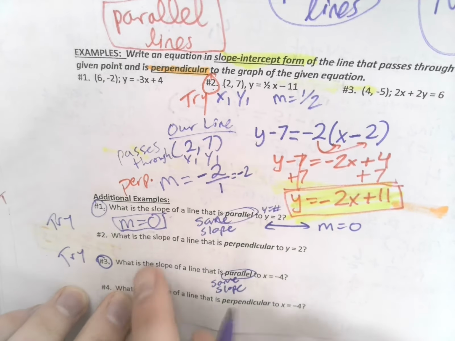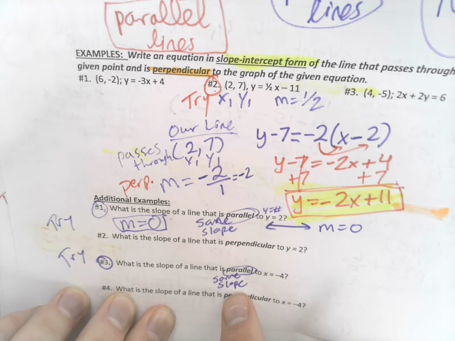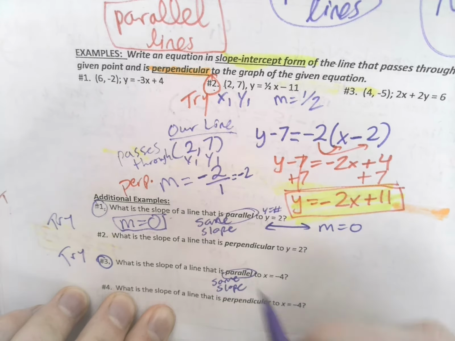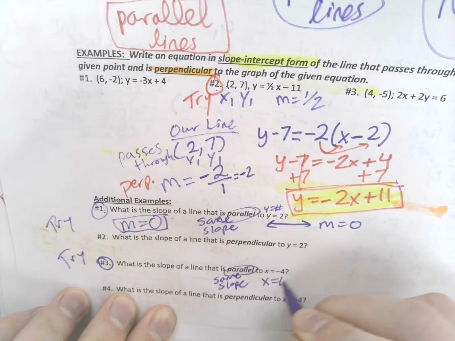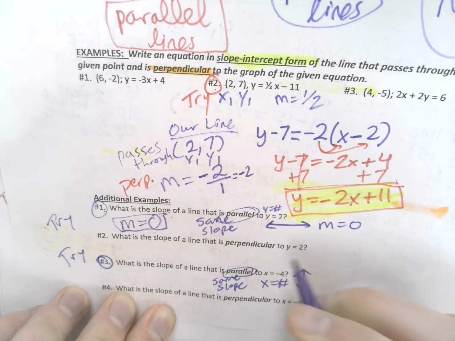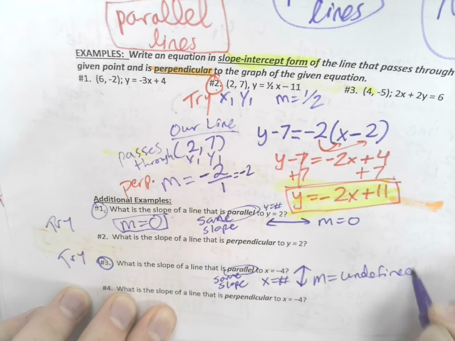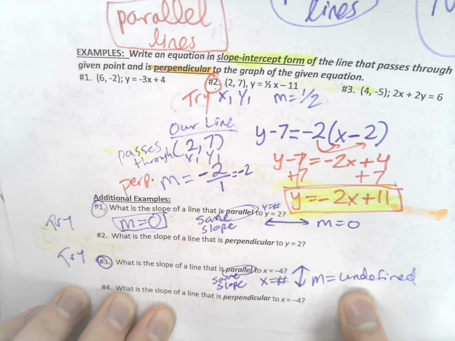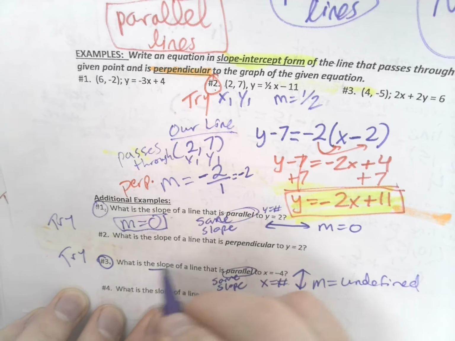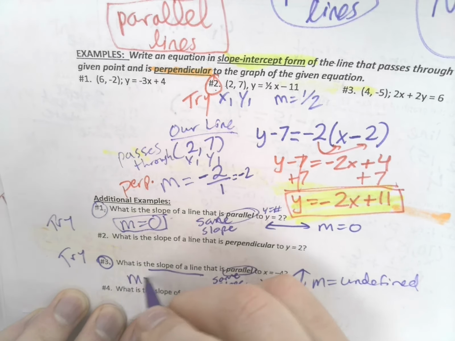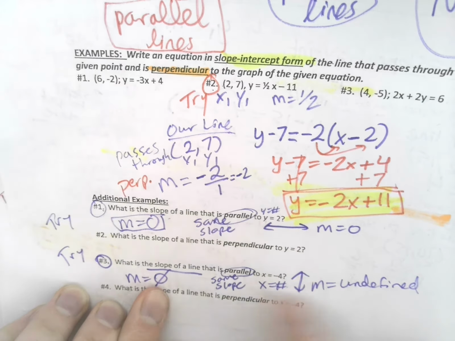Now for number 3, what is the slope of a line that is parallel? So same slope. x equals negative 4. Now x equals a number, that's going to give you a vertical line. And we know the slope of a vertical line is undefined. So then, same slope. The slope of a line that is parallel to that would also be undefined.